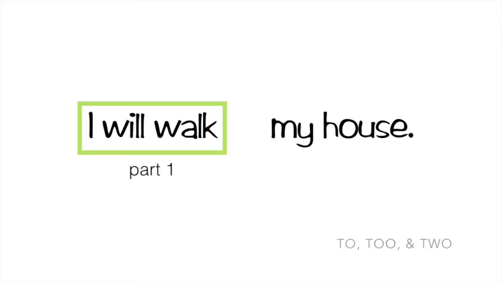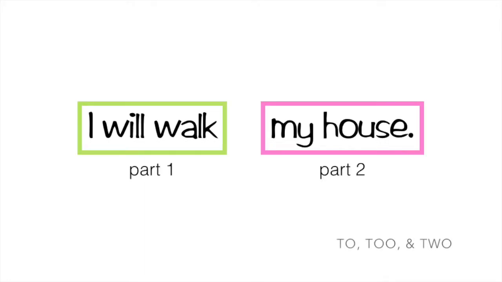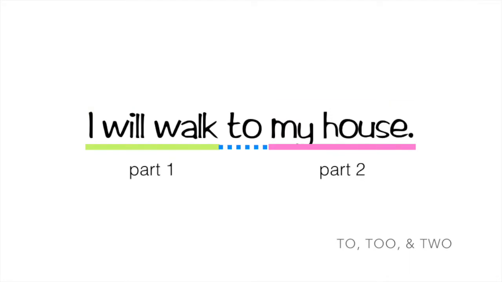Here's an example. I will walk, my house, which are 2 parts of a sentence. To connect them together, we use the word to, spelled T-O. When we connect part 1 and part 2 with the word to, spelled T-O, we have I will walk to my house.